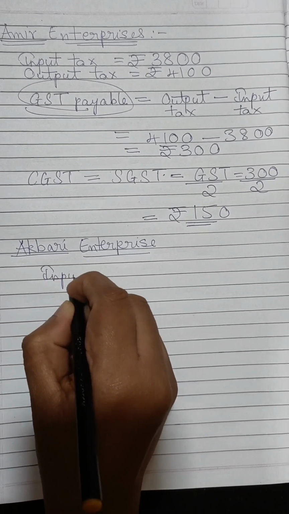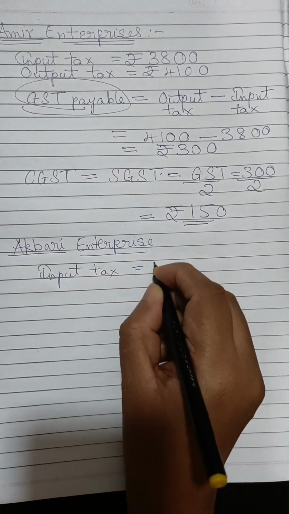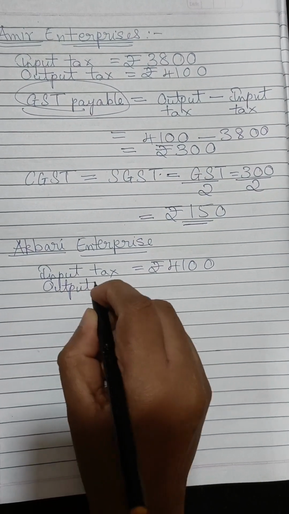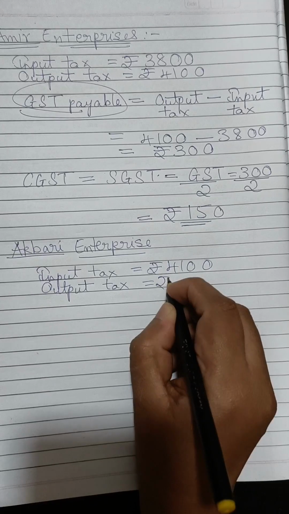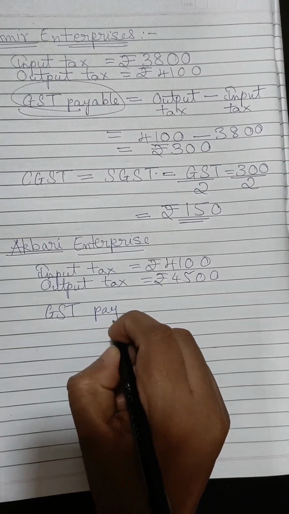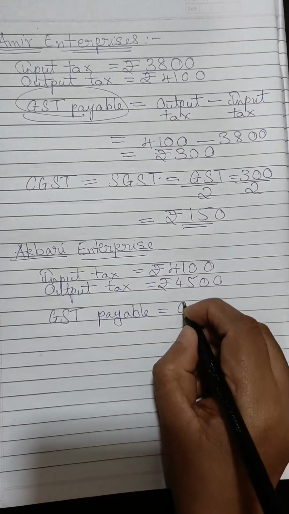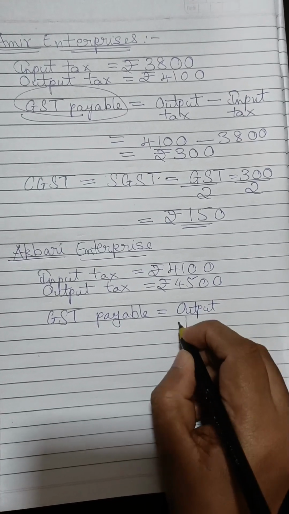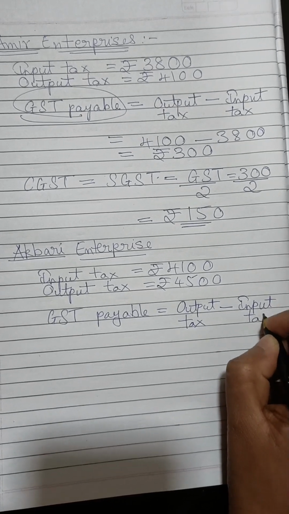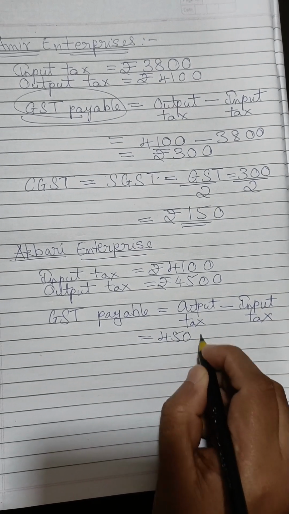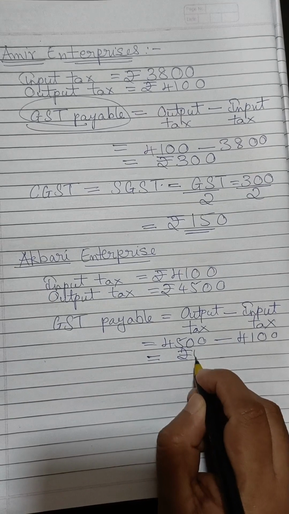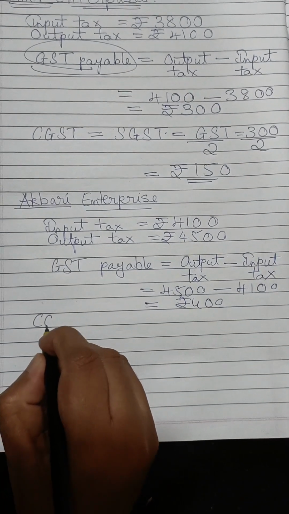Input tax, they have given to be 4,100 and output tax is 4,500. So GST payable will be... Come on, tell me the formula. Correct. Output tax minus input tax is 4500 minus 4100. How much is it? 400.